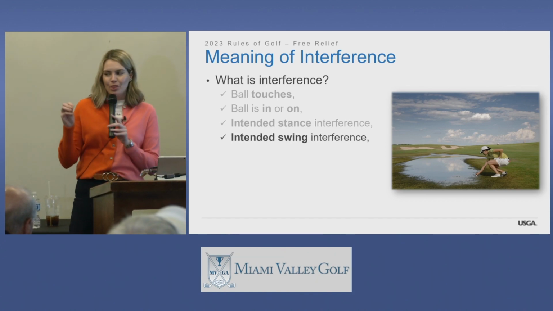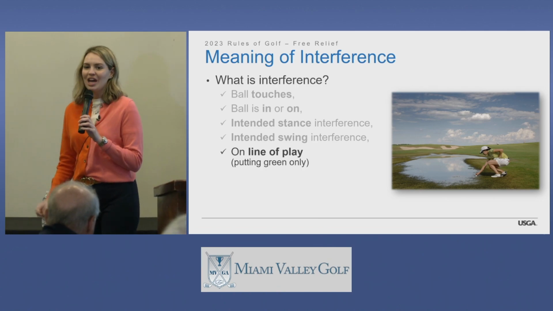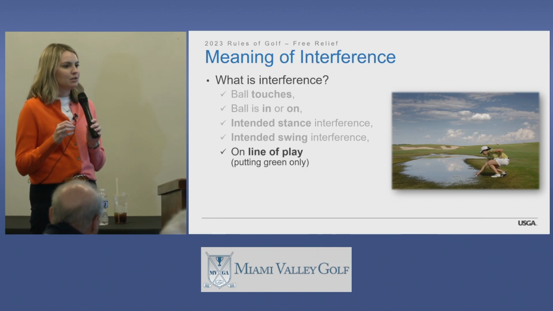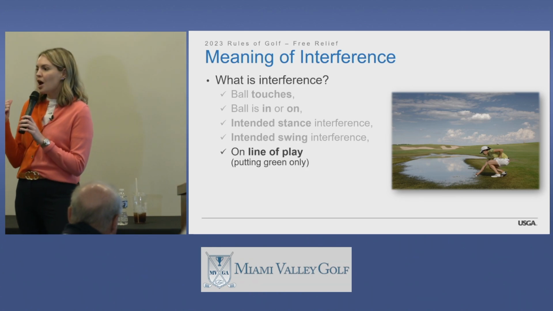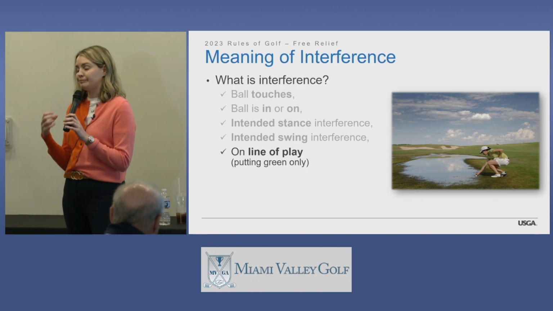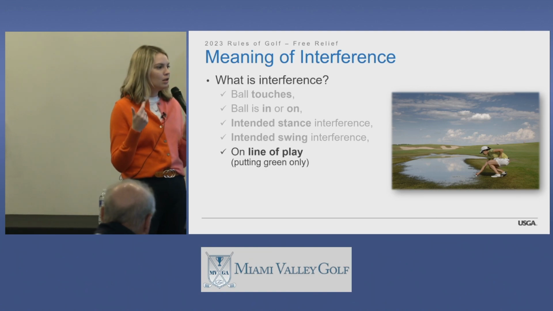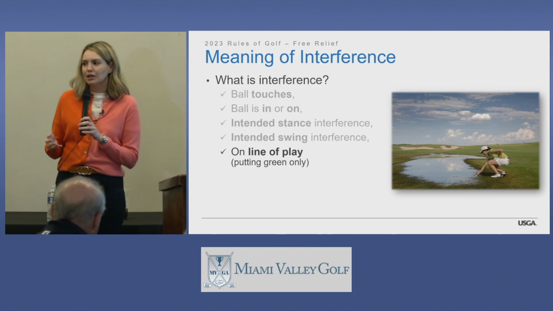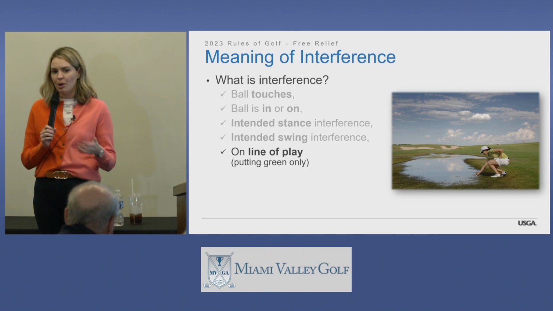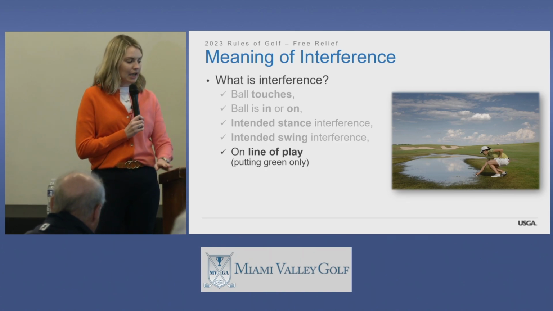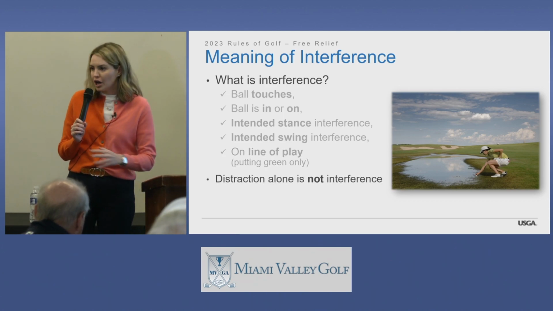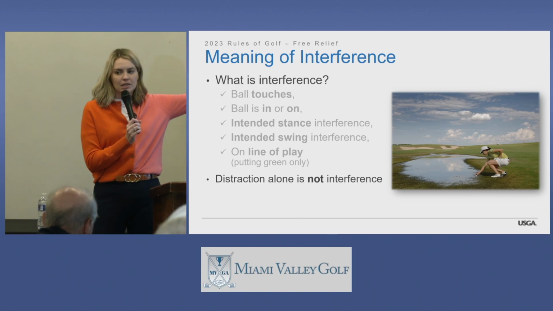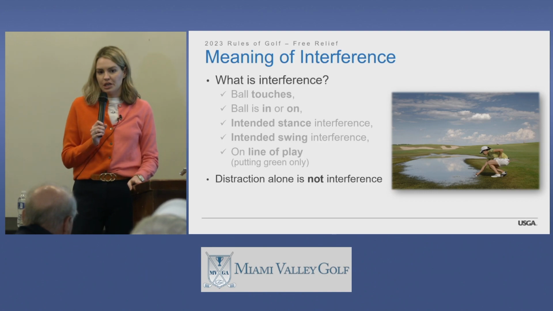For a ball that is on the putting green only, we also count line of play as being interference, but you have to have a ball that's on the putting green. If my ball's in the rough a couple of yards behind a sprinkler box, it doesn't interfere with my lie of the ball, area of intended stance, or area of intended swing. It's just on that line of play, so I'm not getting free relief in that case. We need the ball to be on the putting green before we look at line of play. If there's a sprinkler head just kind of near where I'm playing, it's distracting me, but I don't have any one of these things that is interference, I don't get free relief in that case.